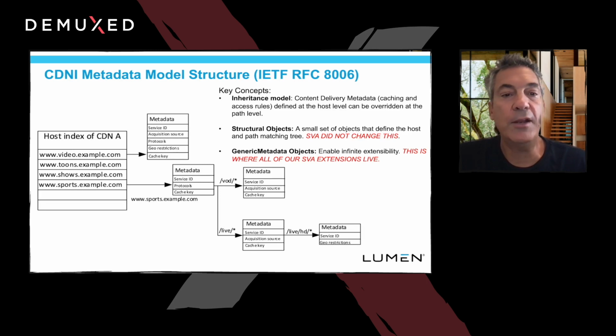This structural metadata that we're looking at here, we didn't touch any of that for SVA. We thought it was important to leave that core portion of the CDNI model alone. We knew that would also increase our chances of getting our proposals through the IETF. We'll talk more about that later. And the model has a thing called a generic metadata object, and that really is the vehicle for extension, and that's where everything we did lives.